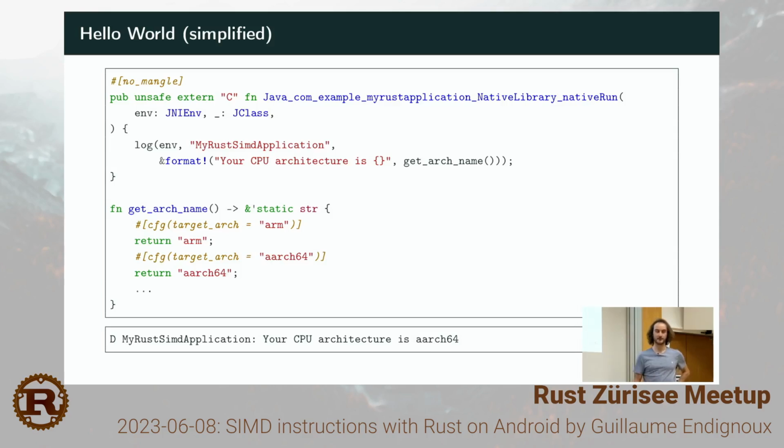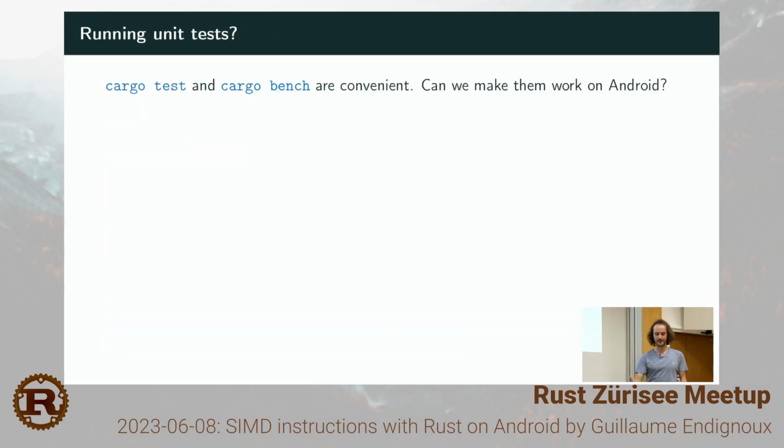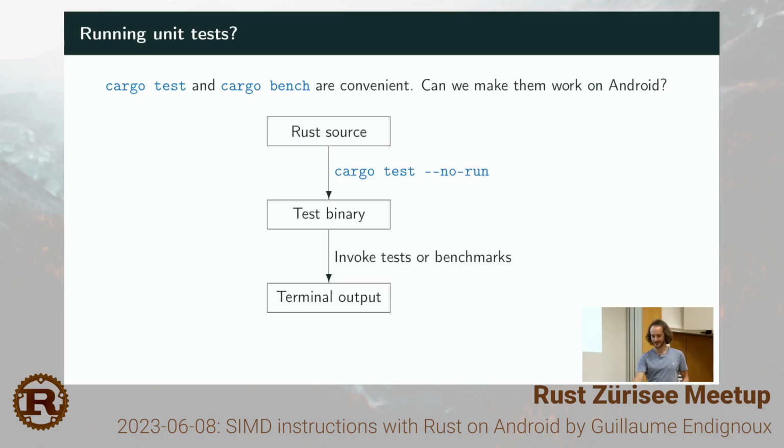Here I wanted to illustrate, okay, did I even compile for the correct architecture? And Rust gives me with this target arch configuration flag the name of the architecture. So finally I have a hello world, and indeed I'm running on ARM 64-bit. So yeah, wouldn't it be nice if we just ran cargo test or cargo bench directly on Android? And the answer is yes. I figured this out afterwards. It's not that complicated, but you need to know how it works.